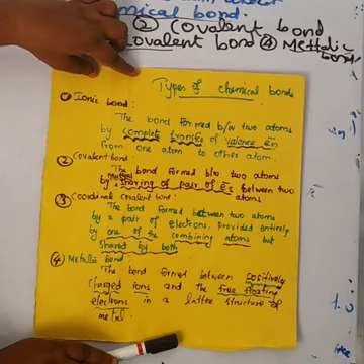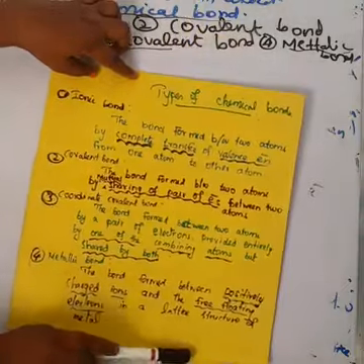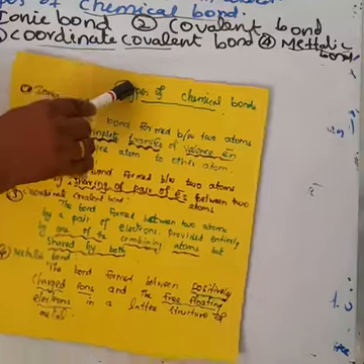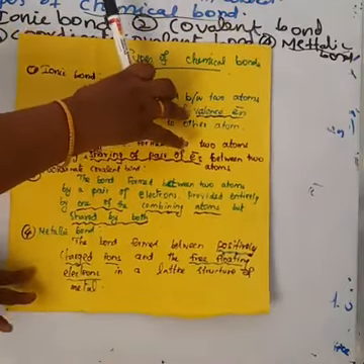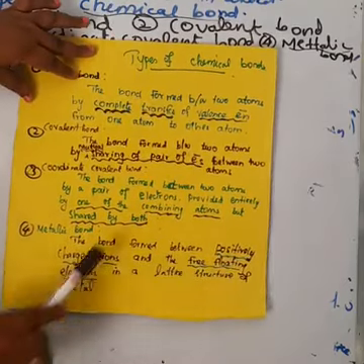Next, metallic bond. This is entirely different from the ionic bond, covalent bond and coordinate covalent bond, because the metallic bond is formed between positively charged ions and free floating electrons.